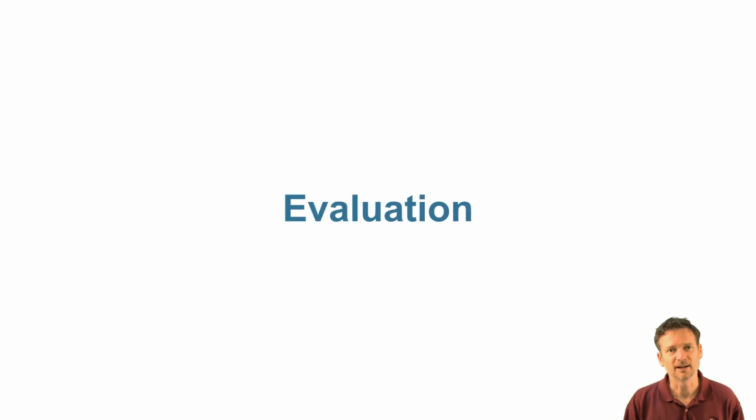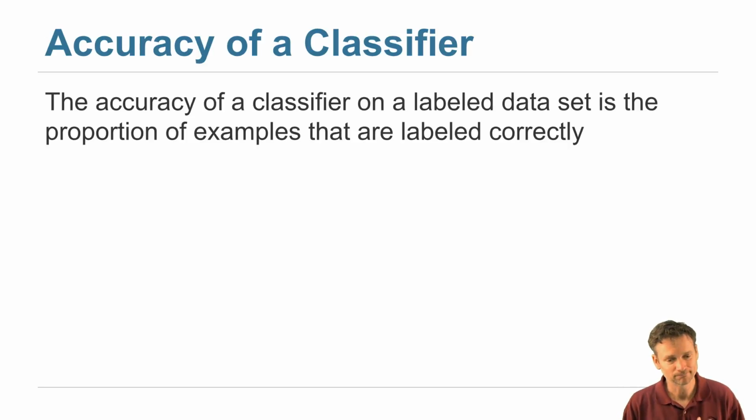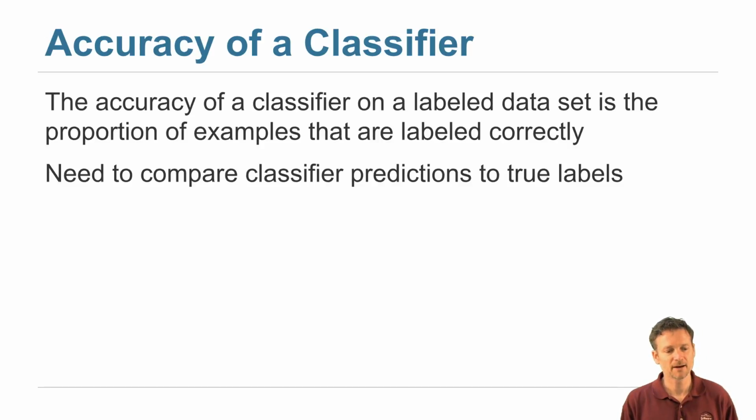Let's look at how you evaluate how accurate a classifier is going to be. We already talked a little bit about this. If you want to measure the accuracy of a classifier, and often we do, the way to do that is to get a labeled data set and use that to measure how often the classifier is correct. So we start with a data set where we know the correct labels. And then we compare what the classifier predicts to the true, known labels.